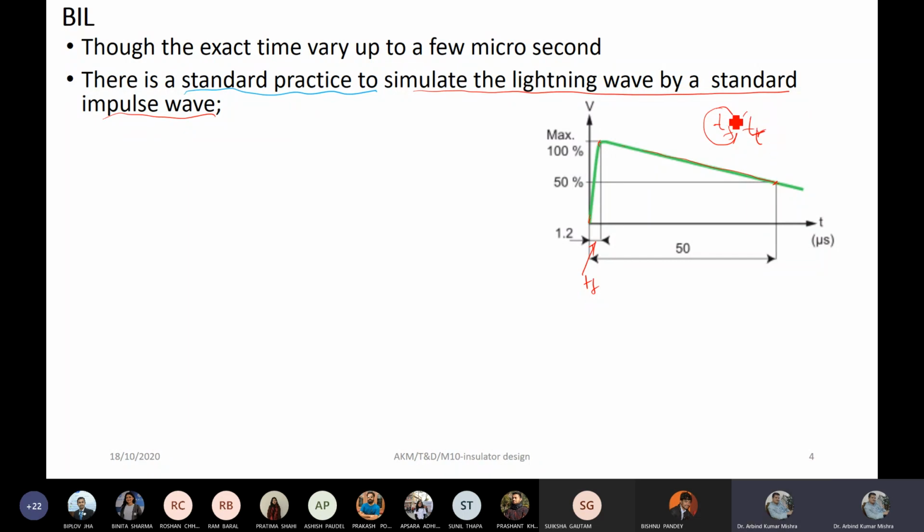For standards, depending on the different standards, this TF may slightly vary. For example, this 1.2 is set for the IEC standard, but the IEEE standard may consider it as 1. So it slightly differs. So this TF in some standards may vary from 1 to 1.5, whereas this TT is always 50 microseconds. So this time is in microseconds.